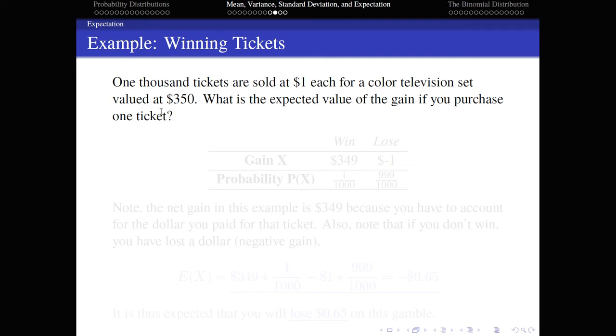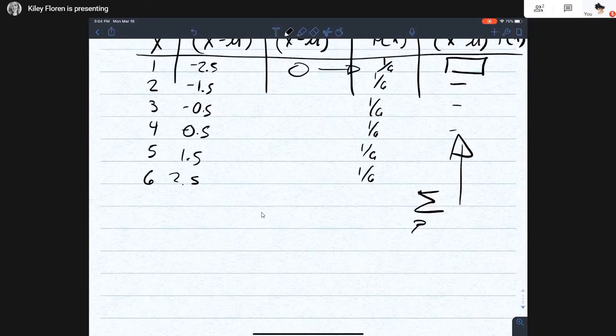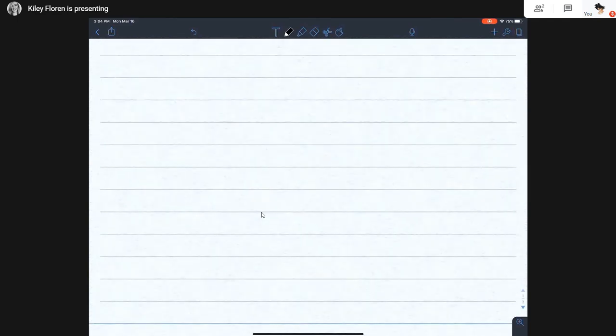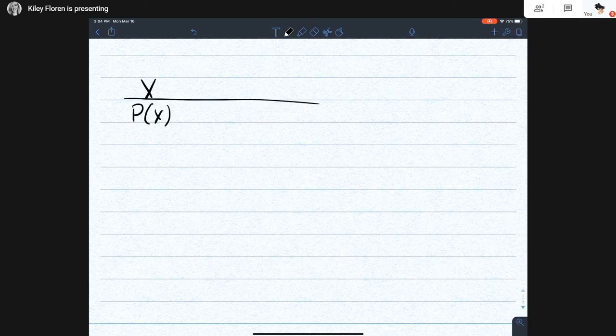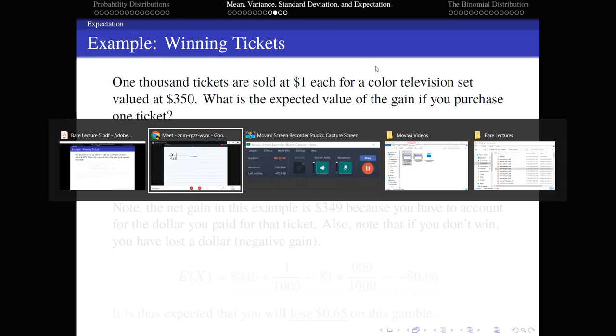So I'm going to switch. You can jot this down on your own if you want. I'm going to switch to my writing utensil here. One of the hardest things that we have is creating the table for this, that is identifying what are my x values and what are the probabilities of x. Now recall in this example, I'll flick back real quick, that we're selling 1,000 tickets at $1 each for a color television. So you have to pay $1, but if you win, you win a television set that's valued at $350.